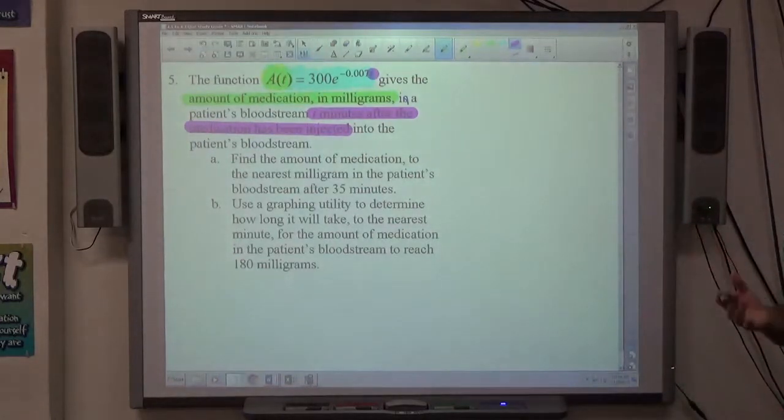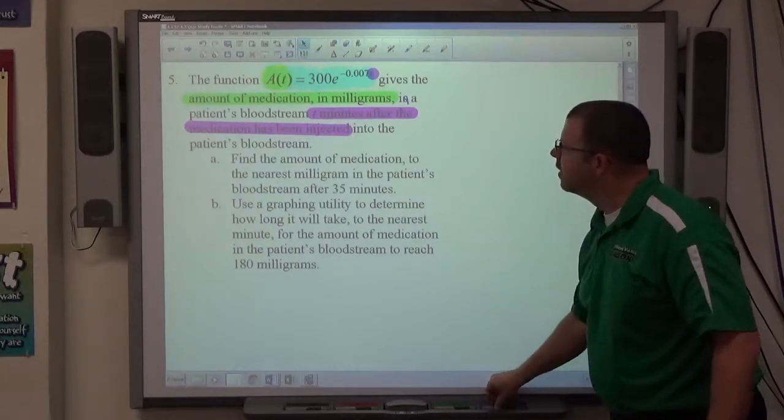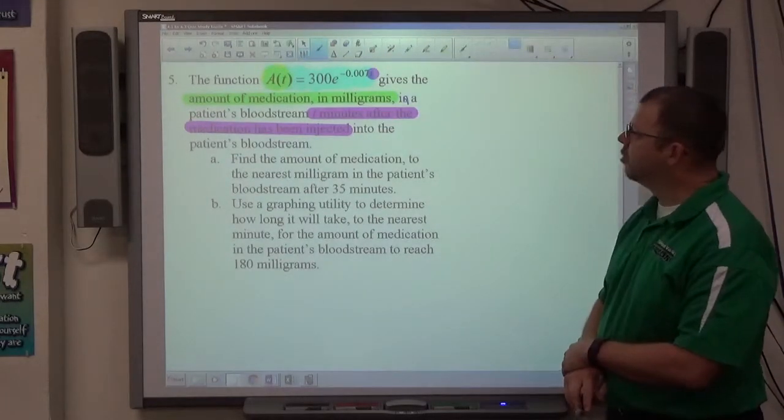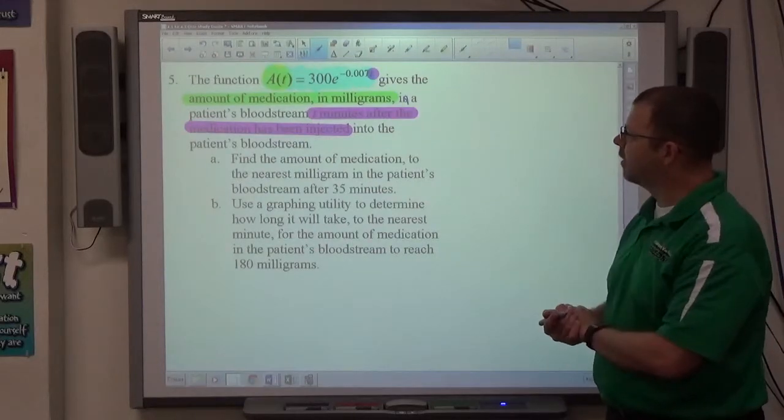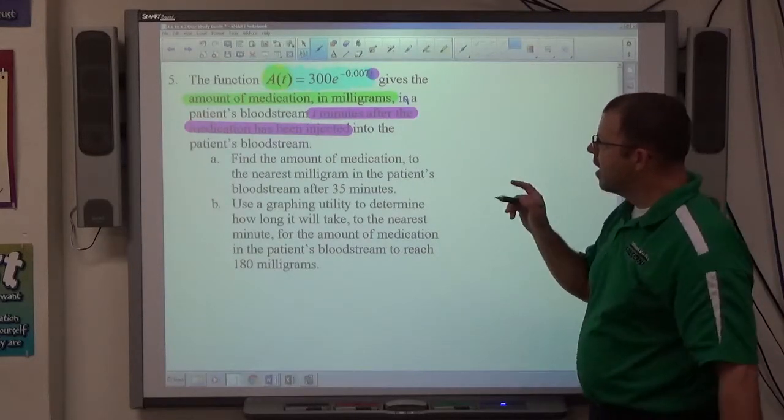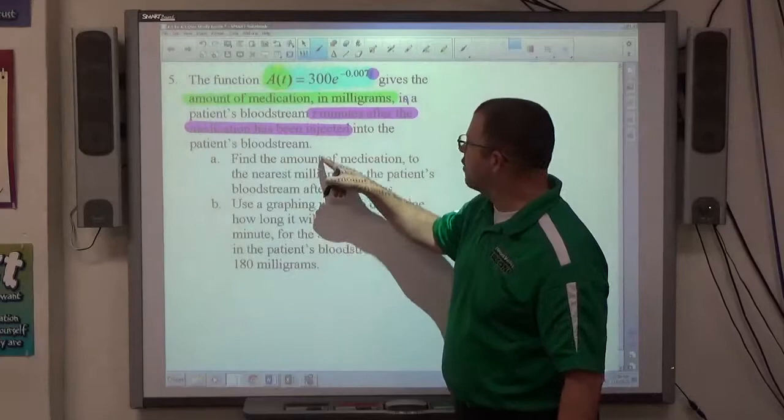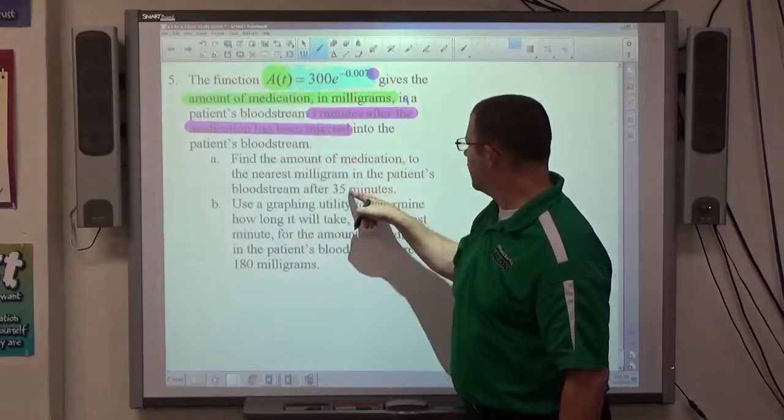So we have to understand when we look at an equation what things in the equation represent. E is the number e, that's the magic number 2.718 and so on that we've been investigating here recently. So for part A, find the amount of medication. They want us to find A when t is 35.